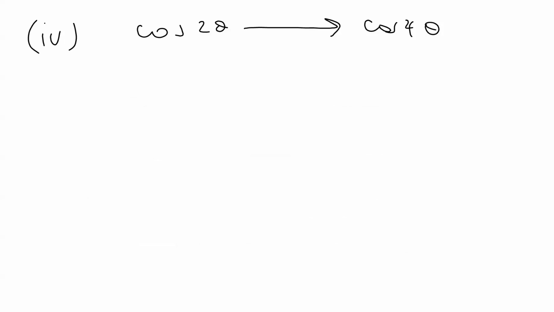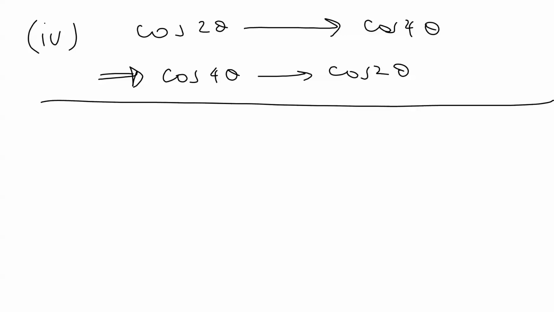So let's go to the fourth one. Cos 2 theta in terms of cos 4 theta. Now look, in the previous problems, a bigger angle was converted into a smaller angle, but here smaller is converted to bigger. So we'll reverse this first. We'll convert cos 4 theta in terms of cos 2 theta first, and then at the last step we will just reverse it. Now 4 theta divided by 2 is 2 theta, so I'll use half angle.